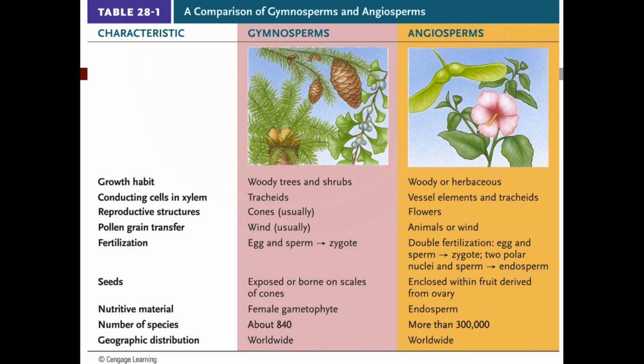Pollen transfer by way of wind. Of course, fertilization happens here. Egg, sperm, zygote: haploid, haploid, diploid. And of course, it says seeds are born exposed, or born on scales of cones. The nutritive material will be the female gametophyte. It estimates an approximate 840 species, and it's worldwide.